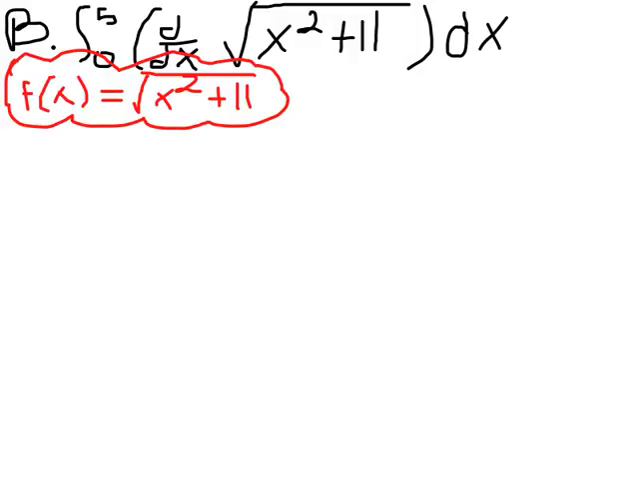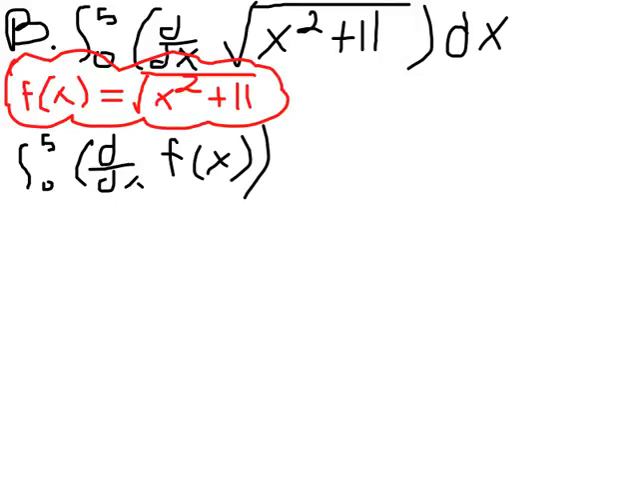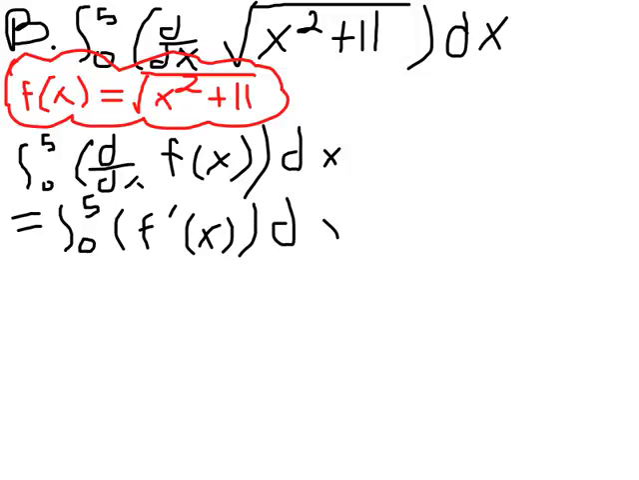Now we can rewrite our equation using our f of x and see that the integral from 0 to 5 of the derivative of f of x dx is equal to the integral from 0 to 5 of f prime of x dx. Writing dx here is extremely important because it shows that it is an integral, and it shows with respect to what variable, on what axis, you're evaluating. It also gets you points for the AP test.